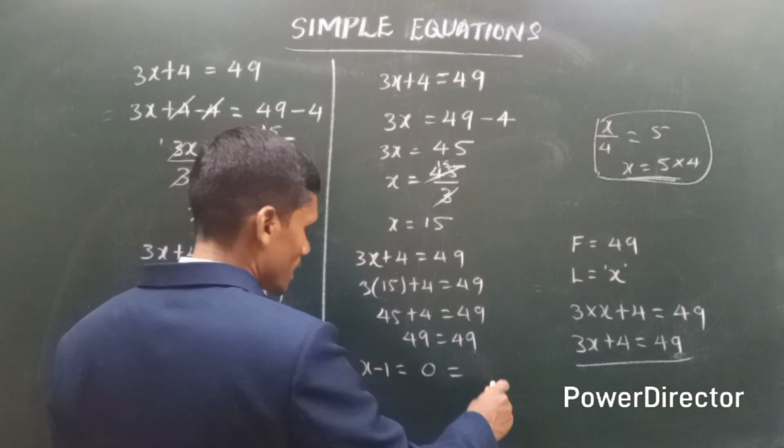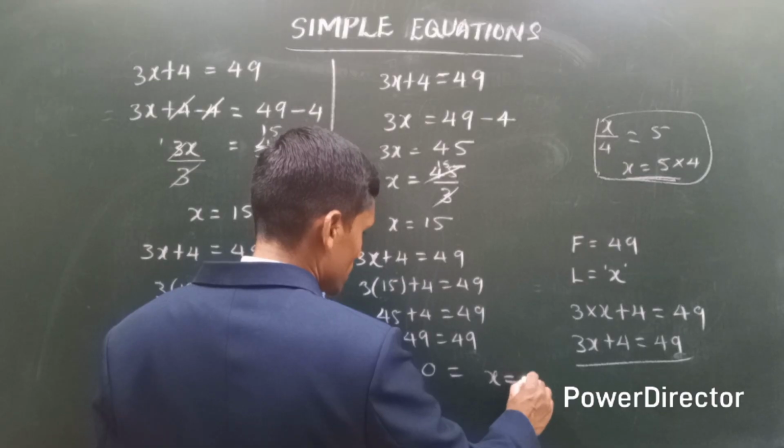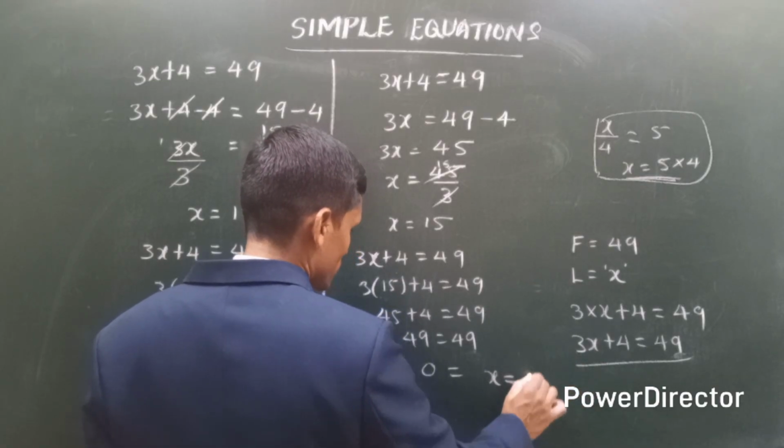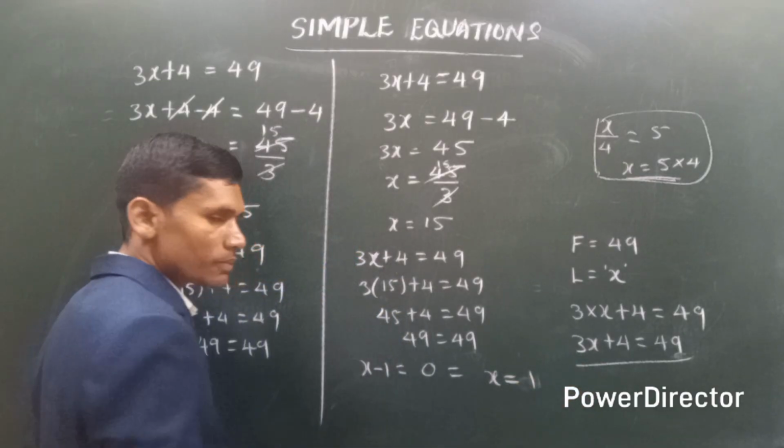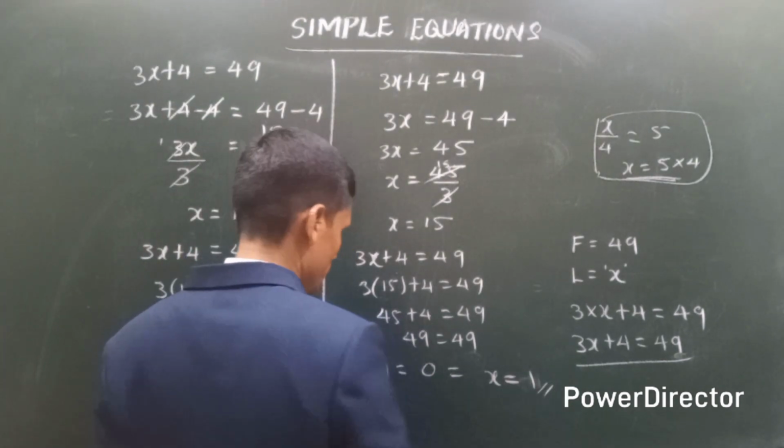First step is to shift this number to the right side. If you shift it to the right side, what does this become? X is equal to plus 1, right? It becomes plus 1 or just simply 1, because we do not usually indicate the plus. So this becomes x is equal to 1. This is only the first step.